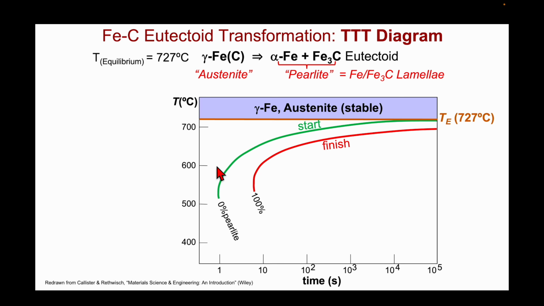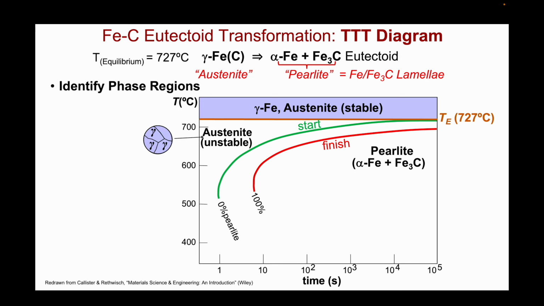These are the start and finish C curves corresponding to the onset and completion of the growth of the pearlite product respectively. Let's identify the phase regions. The area after the finish curve is where the transformation is complete, and it corresponds to the region of stability of the Fe3C plus alpha iron pearlite product. The region to the left of the start curve is where the unstable gamma Fe austenite exists, and with time it will transform to pearlite.